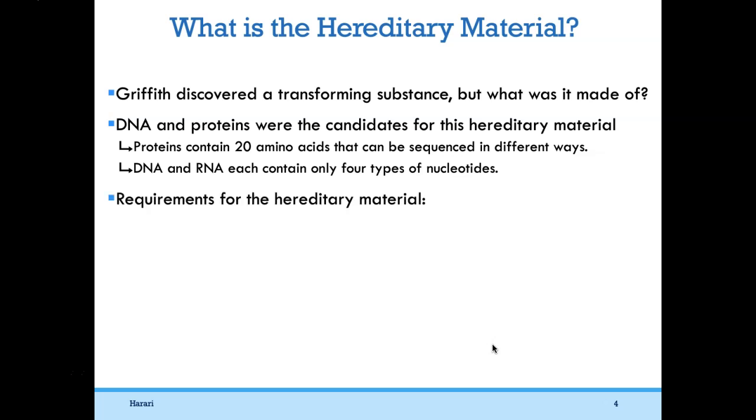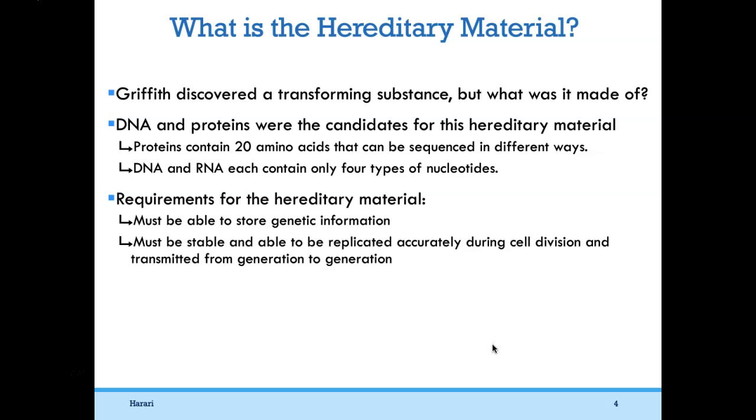So there are a couple of requirements for whatever this hereditary material is. We have to be able to store genetic information in it. We know that this material has information and it can be passed on from organism to organism, so it must be able to store genetic information. It must be stable and able to be replicated accurately during cell division. It also must be able to undergo mutations to provide genetic variability. And we know how important that is in sexual reproduction, for example. So these are the requirements for hereditary material.